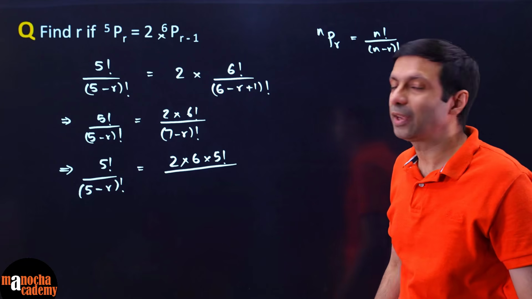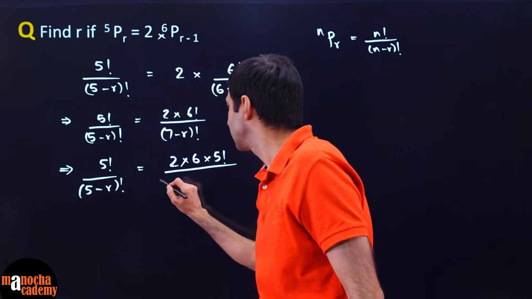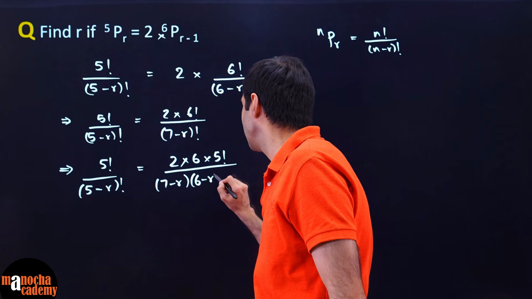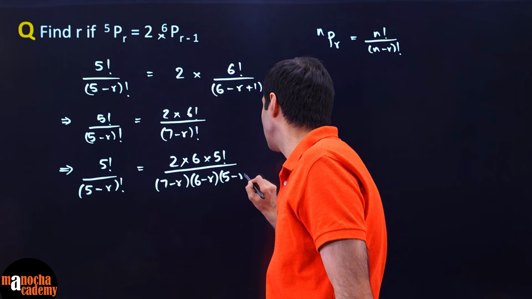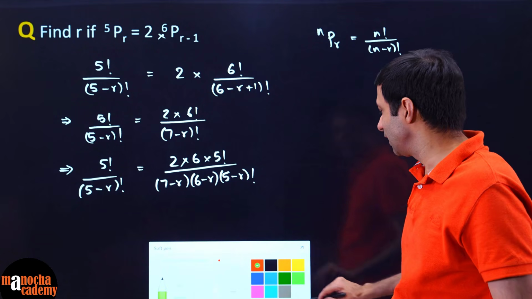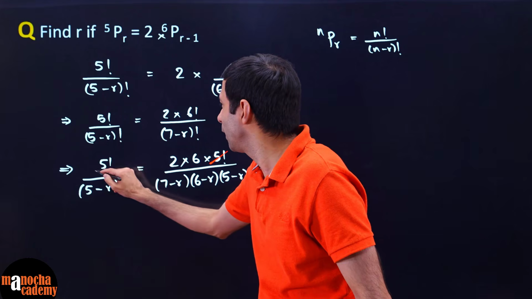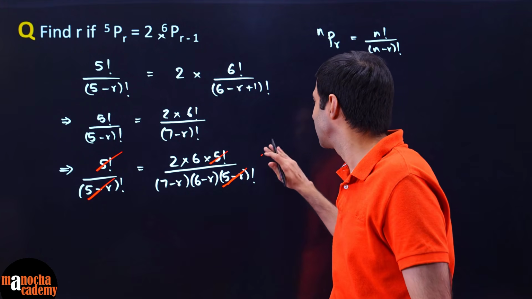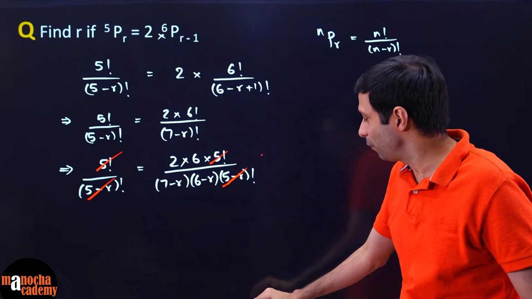In the denominator here, we can write 7 minus r factorial as 7 minus r times 6 minus r times 5 minus r factorial. See, we can keep going down. So now you can see things are cancelling out. So the good news is 5 factorial cancels. 5 minus r factorial gets cancelled. So see, things are simplifying out.